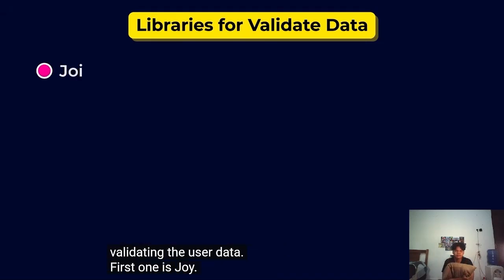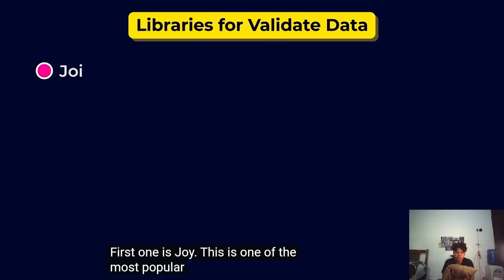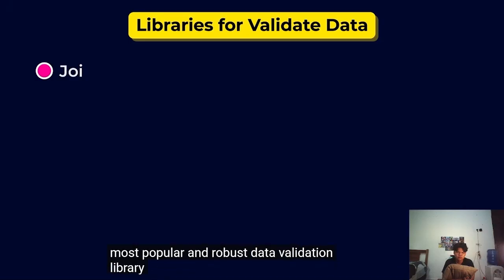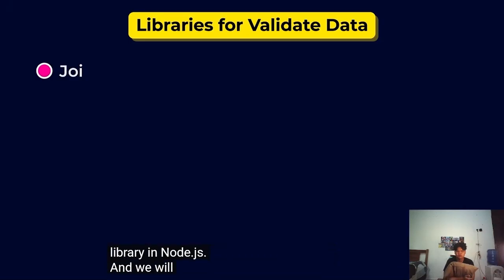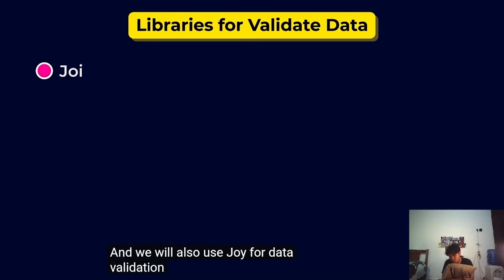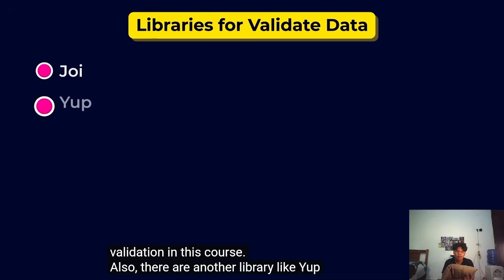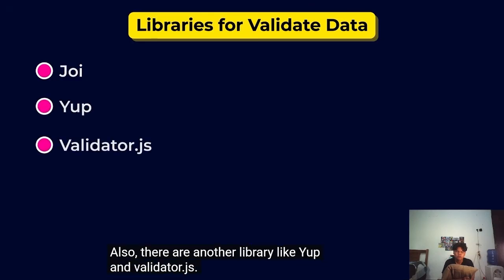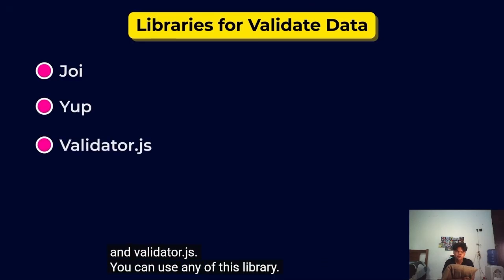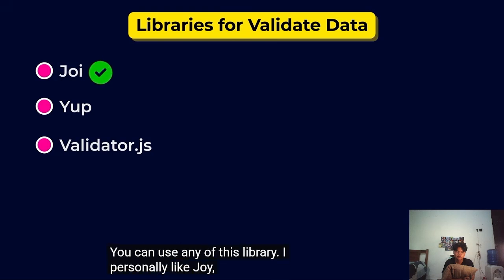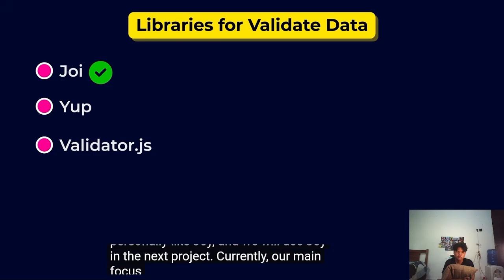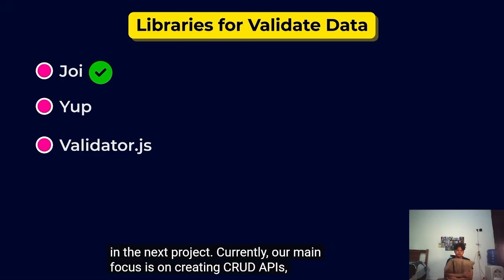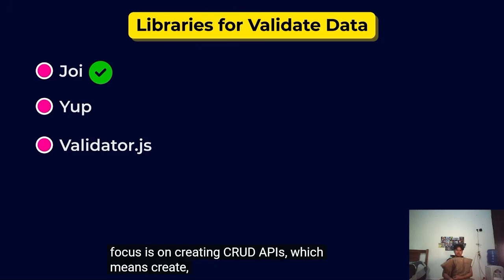The first one is Joi. This is one of the most popular and robust data validation libraries in Node.js. And we will also use Joi for data validation in this course. Also, there are other libraries like Yup and Validator.js. You can use any of these libraries. I personally like Joi and we will use Joi in the next project. Currently, our main focus is on creating CRUD APIs, which means create, read, update, delete APIs.